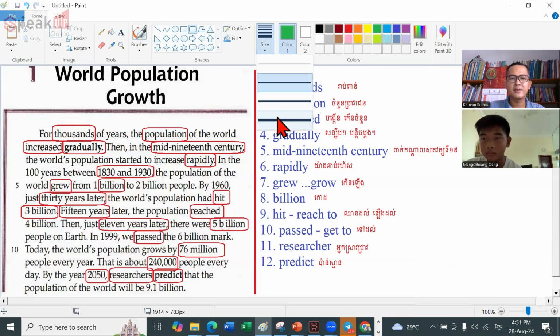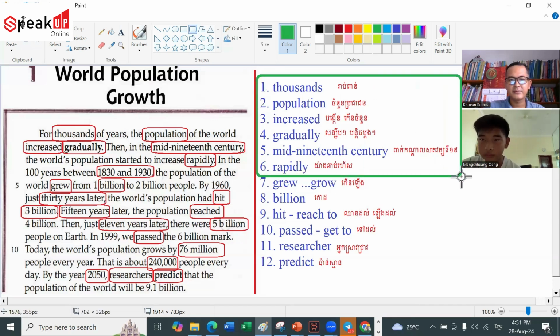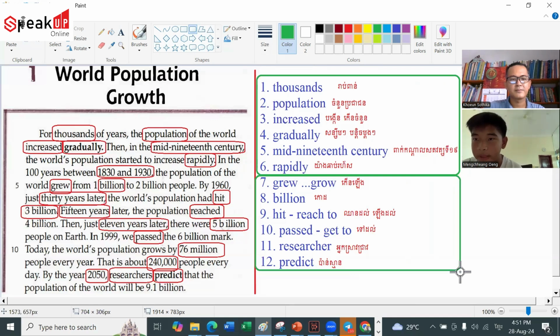Go to number 1. Let's read from number 1 to number 6. Go 1 to 6 again. Thousands. Population increased gradually, mid-19th century, rapidly. Yes. So now let's go to 7 to 12. Grew, billion, hit, half. Researchers predict. Good job. Okay. We go to the text again. So now have a look at this one.